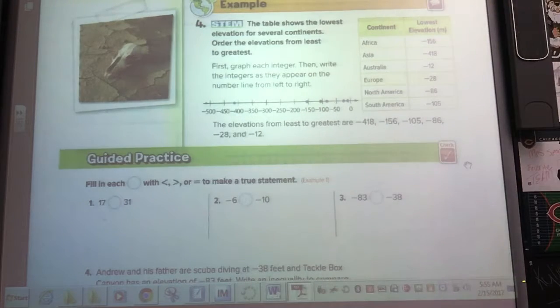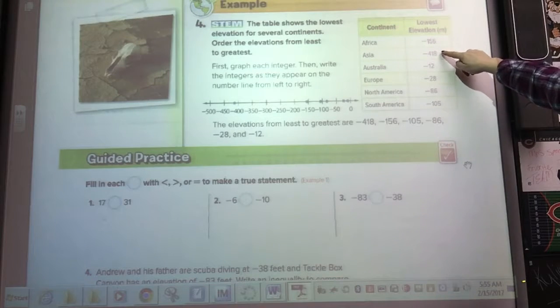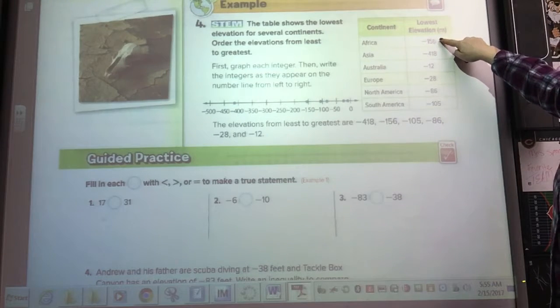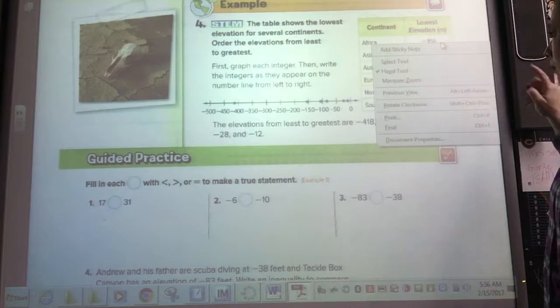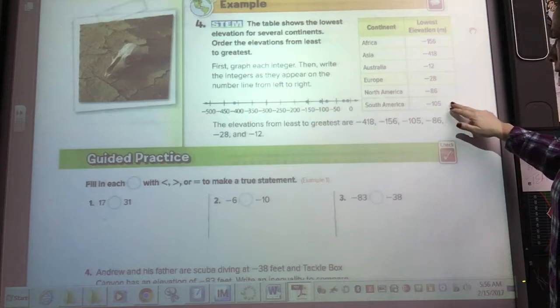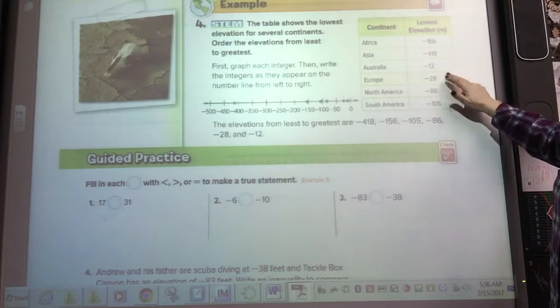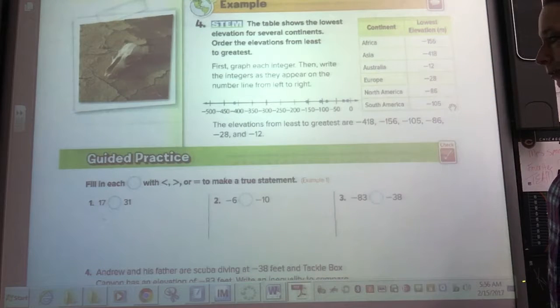So they put them on there for us, and they want us to order them from least to greatest. So least is your biggest negative, which is going to be 418. Then what's our next biggest negative? Right, 156. Then our next biggest negative would be what? Right, 105, negative 86, negative 28, and finally negative 12.